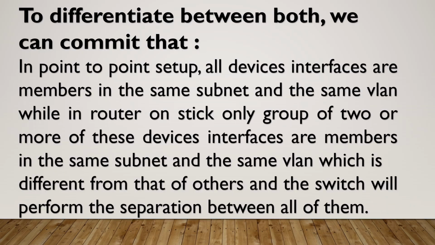To differentiate between both, we can say that in a point to multipoint setup, all devices' interfaces are members of the same subnet and the same VLAN, while in router on a stick, only a group of 2 or more of these devices' interfaces are members of the same subnet and the same VLAN, which is different from that of the others, and the switch will perform the separation between all of them.